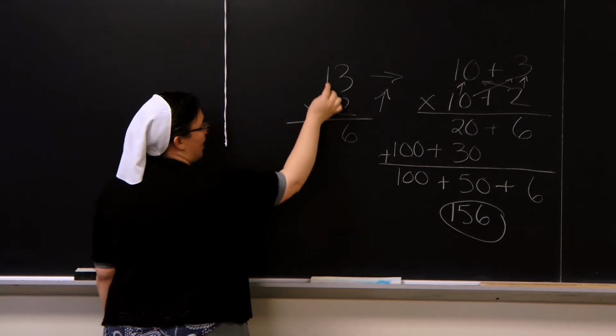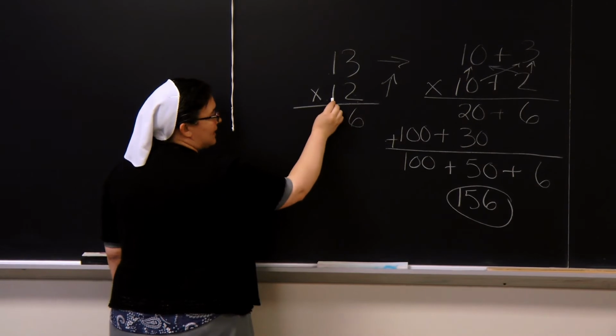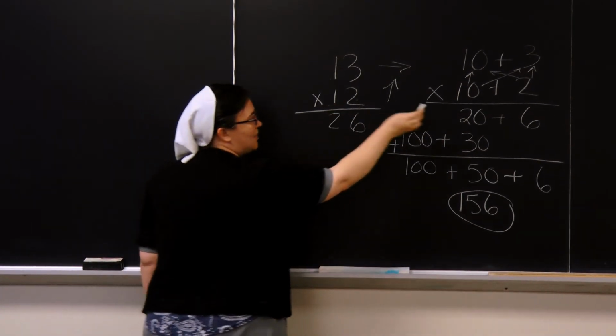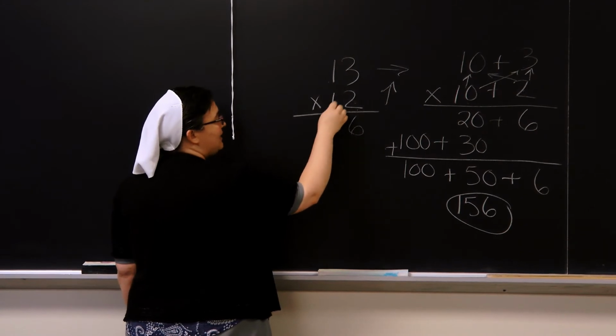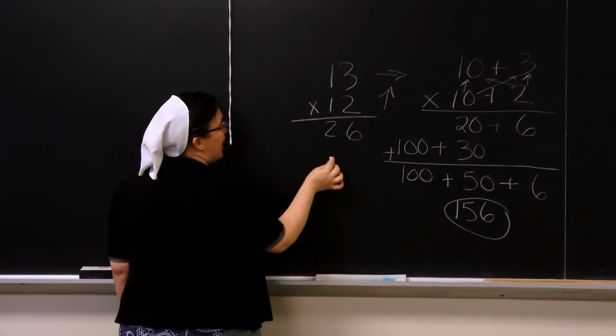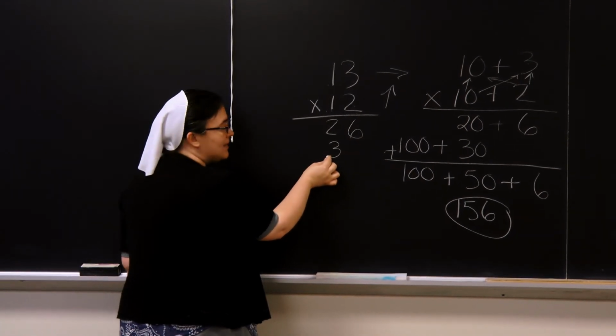And 2 times 1 is 2. And then this is 10, just like you see it here. The 1 is in the tens place, so that's a 10. 10 times 3 is 30. And because it's a 30, we have to put the 3 in the tens place.